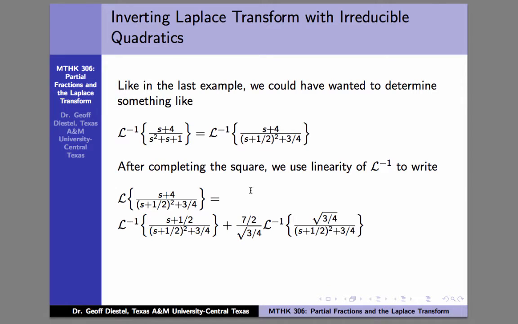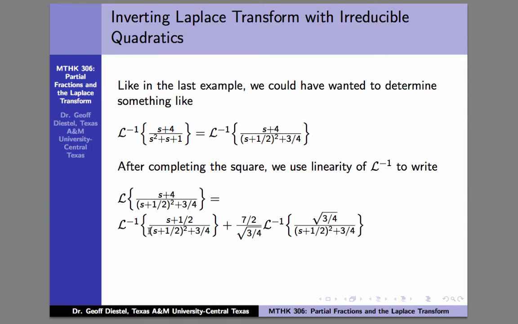So what would I do? Well, again, I want to make it look like things in our formulas. So I'm going to keep 1/2 with the s, because I have an s plus 1/2 here, and then what's left over is 7/2. But in the next one, our formula, when we don't have an s but we have a constant, the constant has to be the square root of what we see here. So I put it there, and then I take it away by dividing on the outside. Just what we have to do using linearity to organize our information.